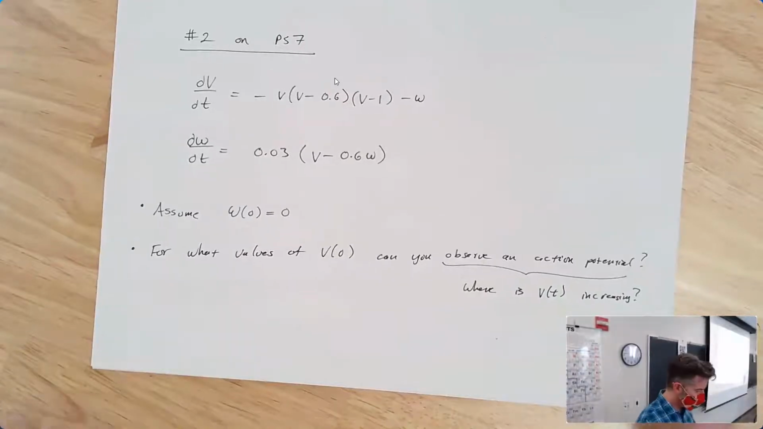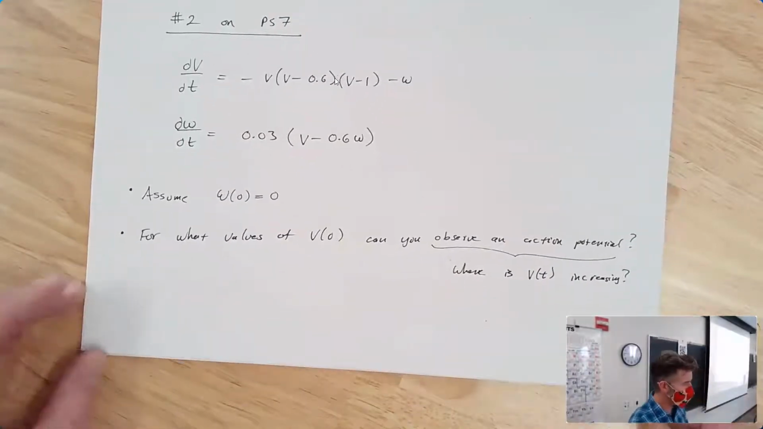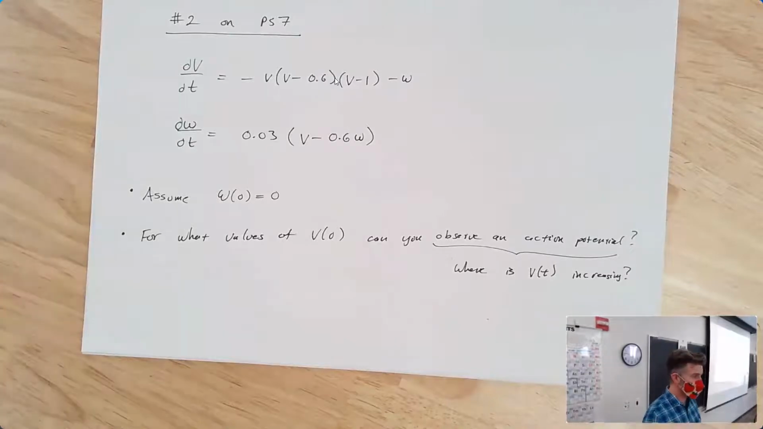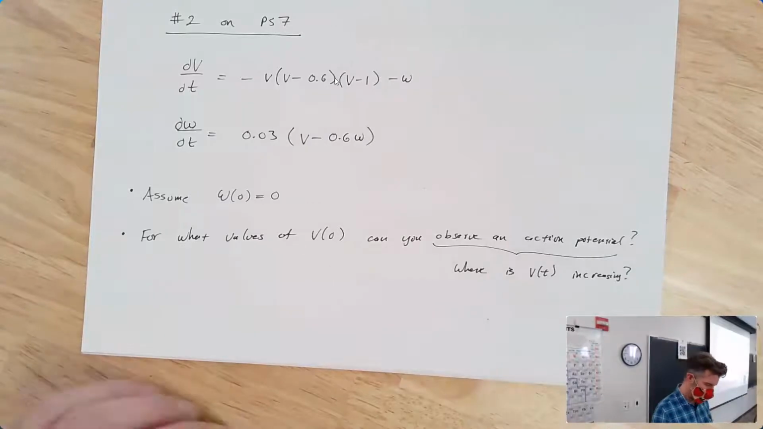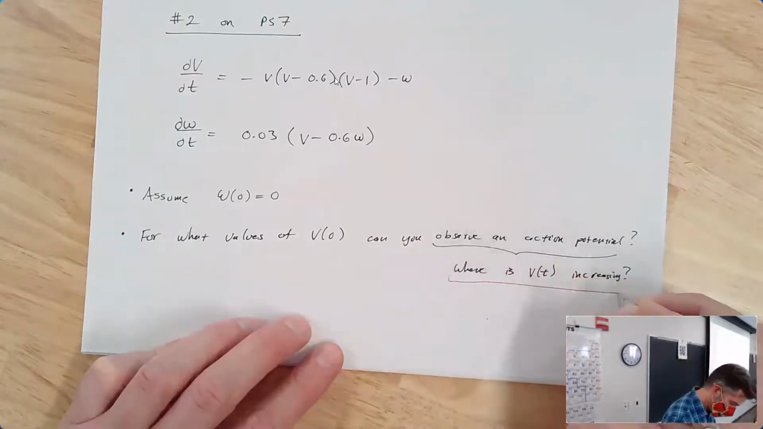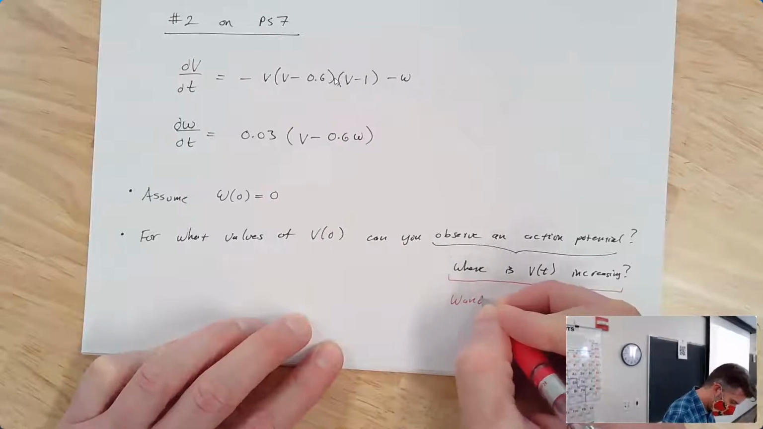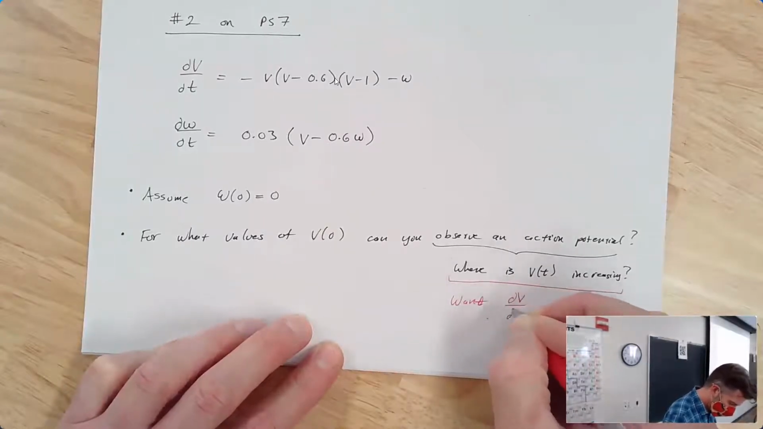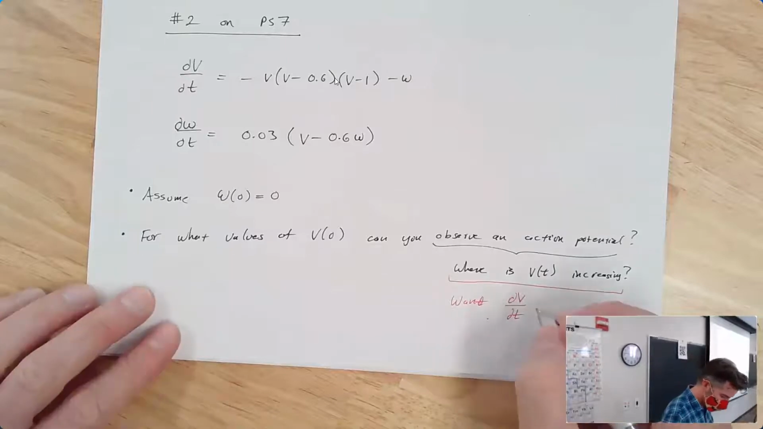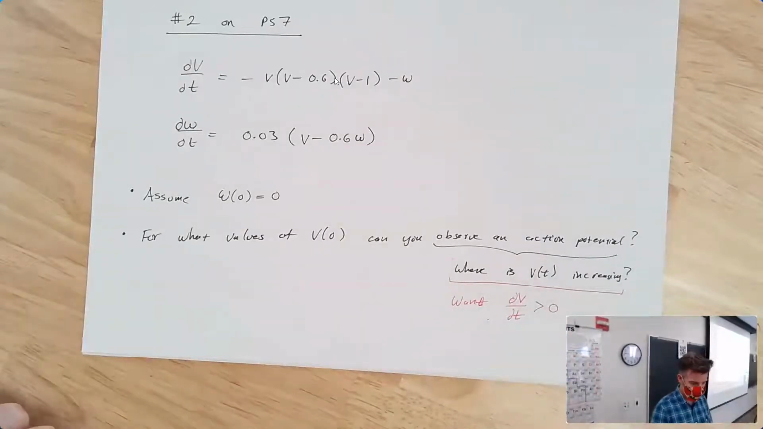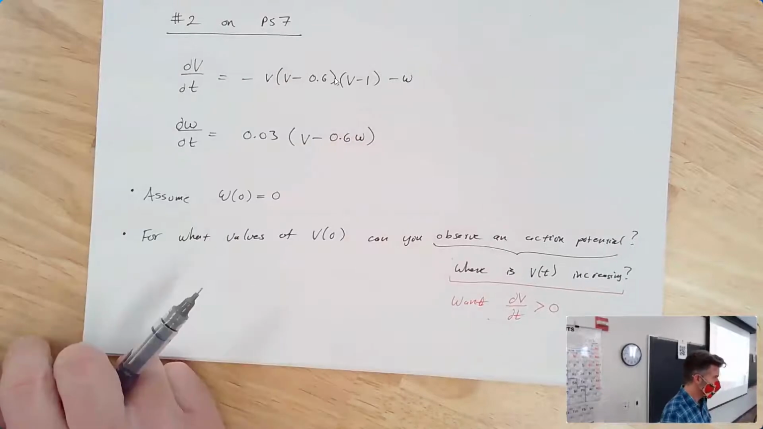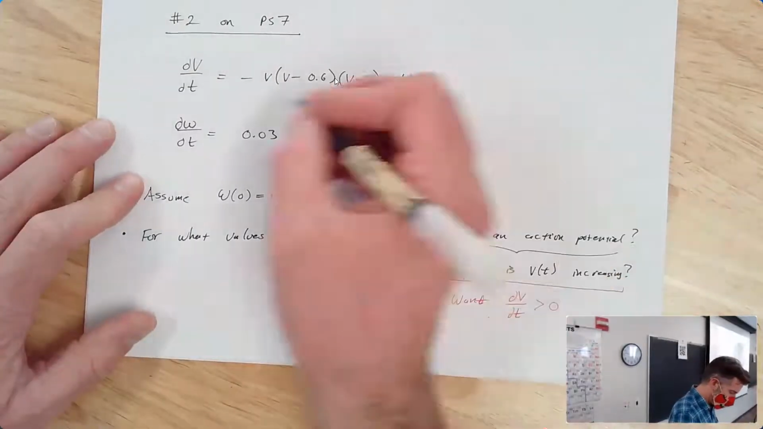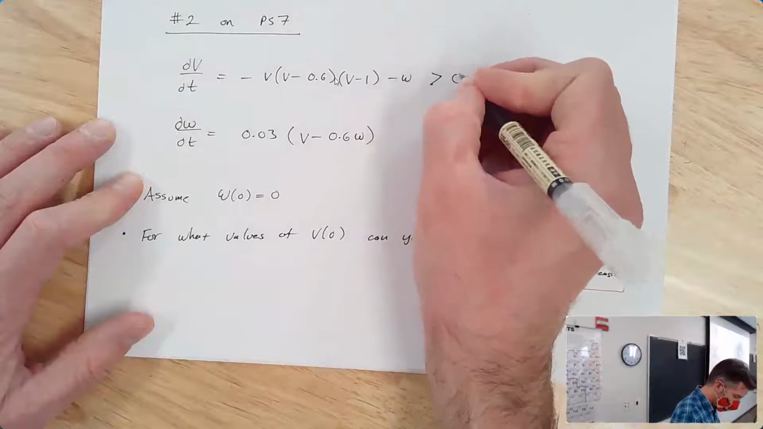Which, if we're careful, isn't a particularly hard question to answer. We just have to think about what the meaning means. So if we want v of t to be increasing, that's the same as saying what? We want the derivative dv/dt to be greater than 0. So a lot of this is just about interpreting what the words mean. We have an expression for dv/dt. So what we really want is we want this to be greater than 0.